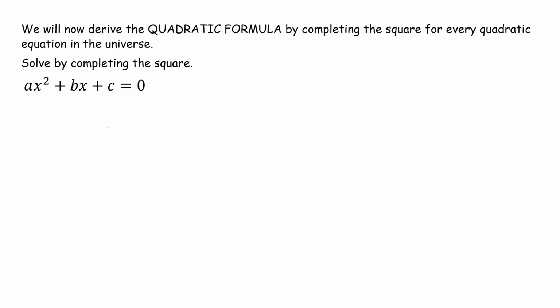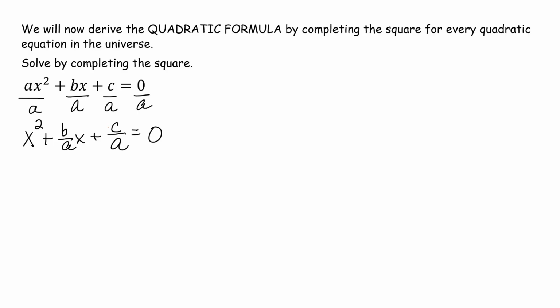And so the first thing we have to do, remember, when you're completing the square, is you have to have 1 as your x squared coefficient. Right now that is a. We don't want that, so we're going to divide everything by a in this equation so that we can get a 1 for our leading coefficient. So if we do that, we'll have x squared plus b over a x plus c over a equals 0.